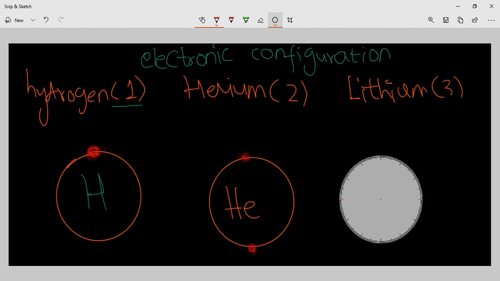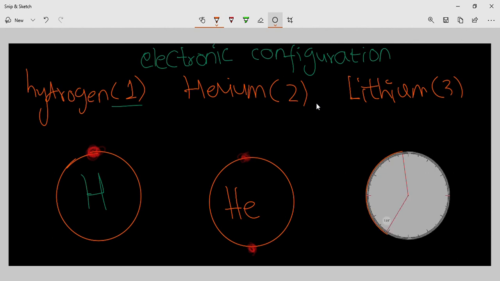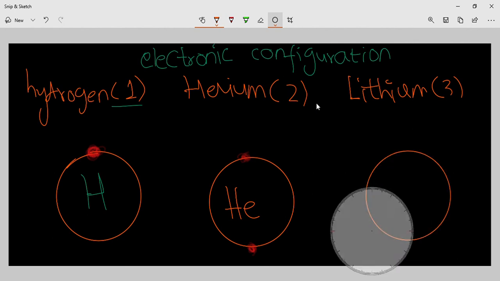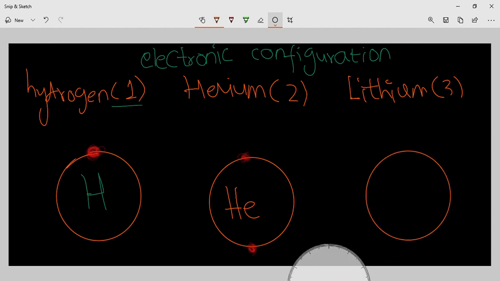Now we will draw the shell. Okay, we will write its symbol as Li, and we will draw the electrons. It's 1, 2. Now you can see here that at the top we have said that there are 3 electrons of lithium, but here we have just drawn 2, and as we know, in the first shell there are just 2 electrons.